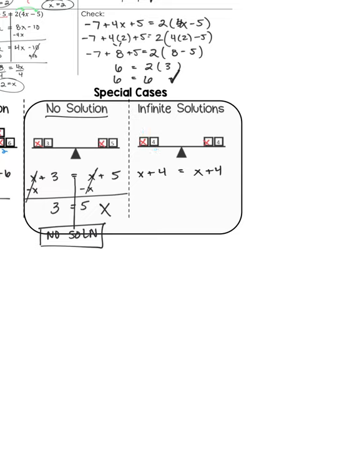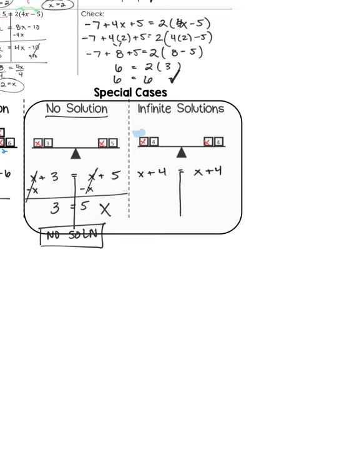Does it still work if I put in a 0? 0 on this side, 0 on this side, 0 plus 4 is 4, 0 plus 4 is 4. Yeah, that still works. It's always going to be the same on both sides, no matter what number I put in. So if I put in 100 on each side, 100 plus 4 is 104, 100 plus 4 is 104. No matter what number I fill in for x, my scale is going to be balanced.